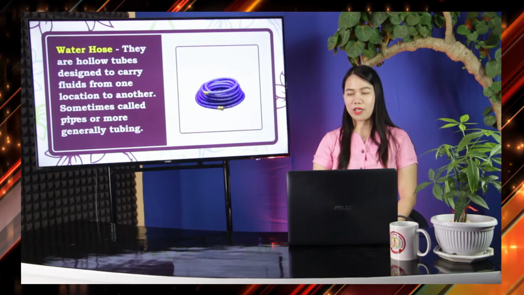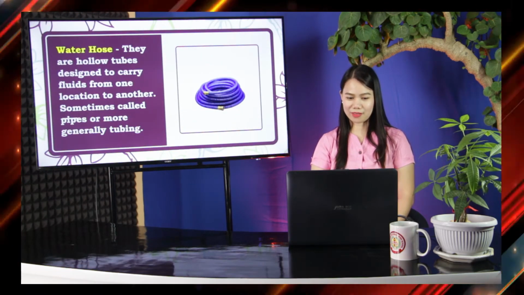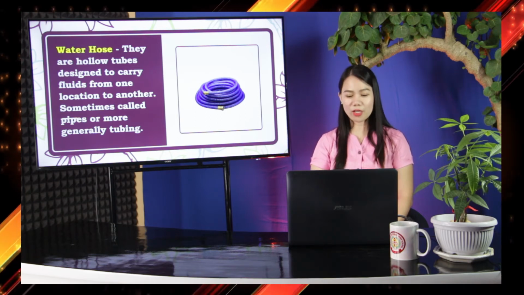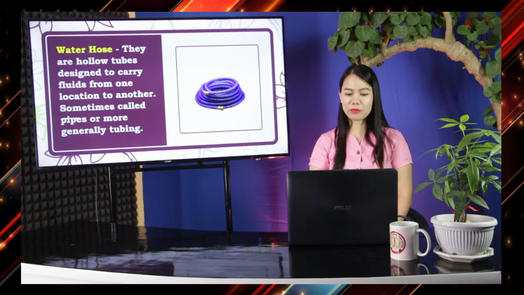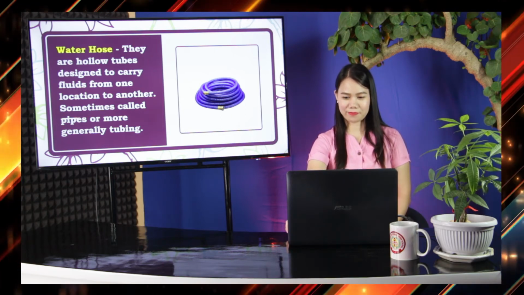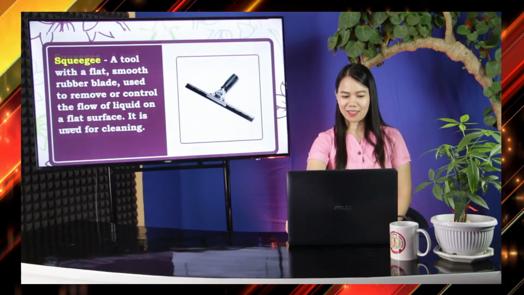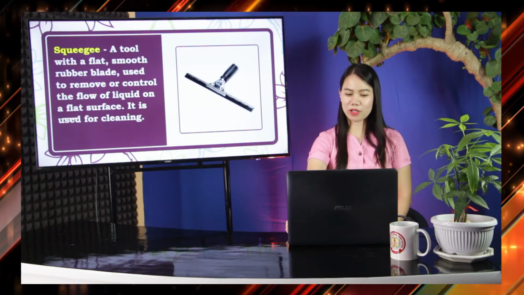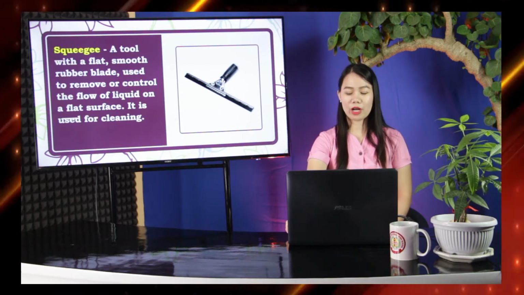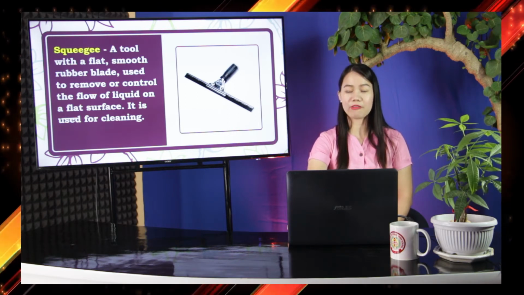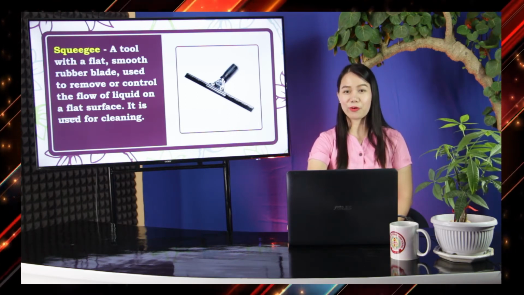The next one is the water hose. They are hollow tubes designed to carry fluids from one location to another, sometimes called pipes or more generally, tubing. The next one is the squeegee. It is a tool with a flat, smooth, rubber blade used to remove or control the flow of liquid on a flat surface. It is used for cleaning.